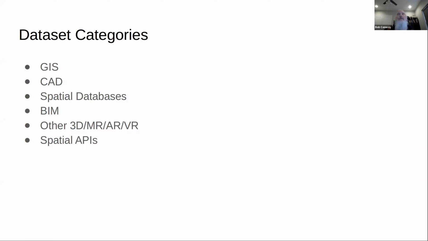Now turning to some categories of spatial data sets. We have the GIS mapping file formats, CAD architectural and engineering design drawings, full-fledged databases with spatial data types, operators, and functions, building information models, other 3D formats such as point clouds, game engine, and mixed reality models, and spatial and spatially enabled web services and other APIs. There are many hundreds of commonly used spatial dataset formats out there. Also, just about all of the major enterprise database vendors support spatial extensions.